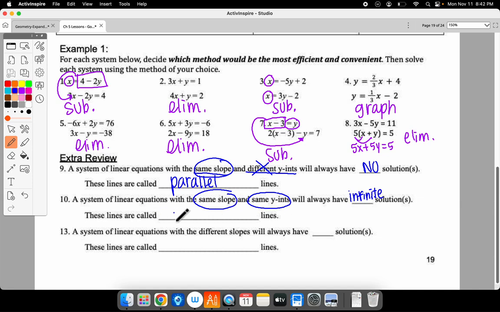Those are called coinciding lines or overlapping lines. And if your slopes are ever different, it doesn't matter what your y-intercept is. If your slopes are different, you're going to have one solution. Those are just called intersecting lines. So they literally just cross one time.